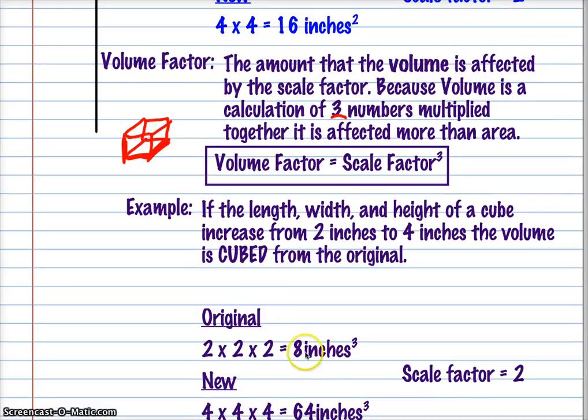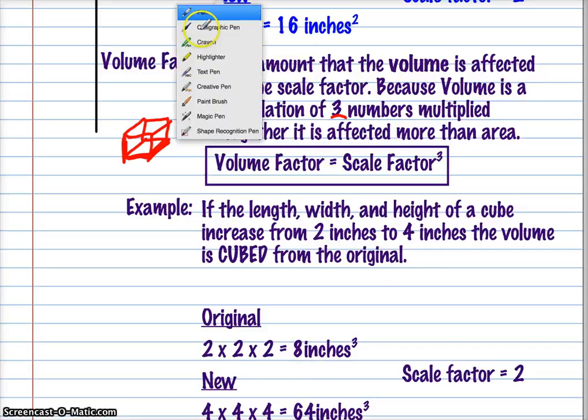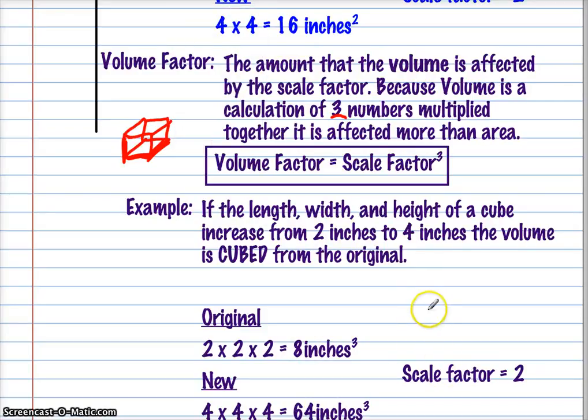So to get from 8 to 64, what we did here is use our scale factor. We had a scale factor of 2. So I had the original 8 times my scale factor of 2 cubed, and that's where I got 64 from. So this is my original volume times scale factor cubed equals my new volume.